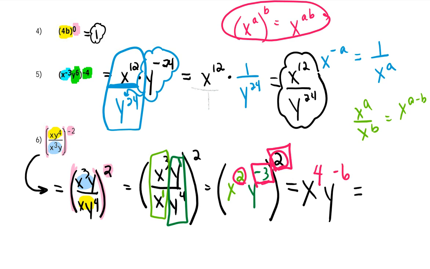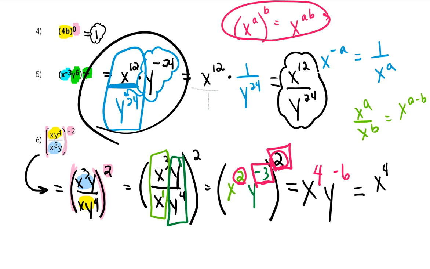And then I'm going to do the same thing with this one that I did right here. I'm going to leave the x to the fourth alone and drop the y to the denominator to make it a positive 6th. And keep in mind, this is just one way to work this problem. There's multiple ways you could simplify it. And that's 4, 5, and 6.